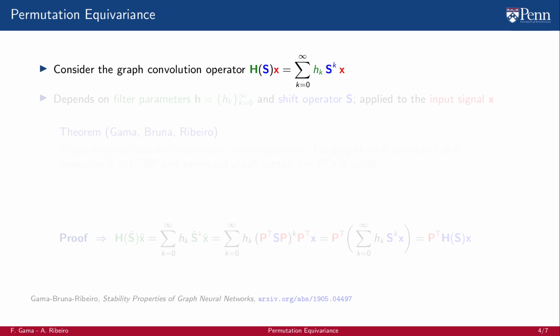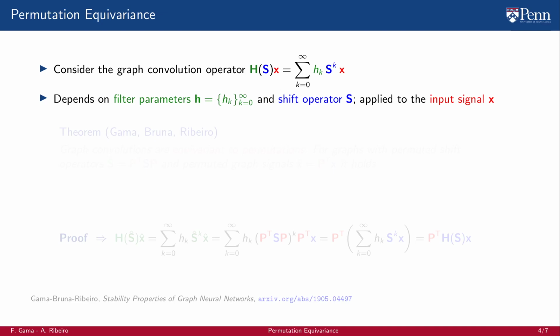So let's start by proving that our basic building block operation, that is, the graph convolution, is, in fact, permutation equivariant. Recall that the graph convolution operator is a polynomial on the shift, and that it depends on the filter parameters h, on the shift operator S, and is applied to the input signal x.